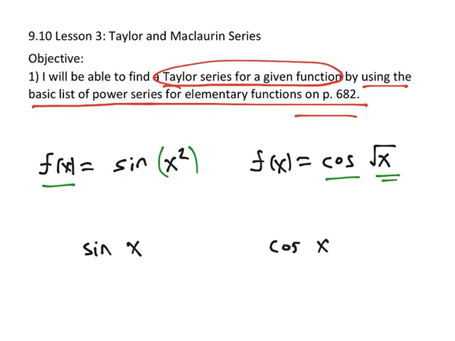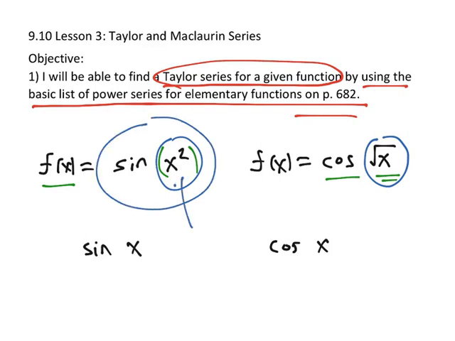So how can we get power series that represent sine of x squared and cosine of square root of x? This is a composition of two functions where the inside function is x squared and the outside function is sine x. And what we have here is also a composition of two functions where the inside function is square root of x and the outside function is cosine x.